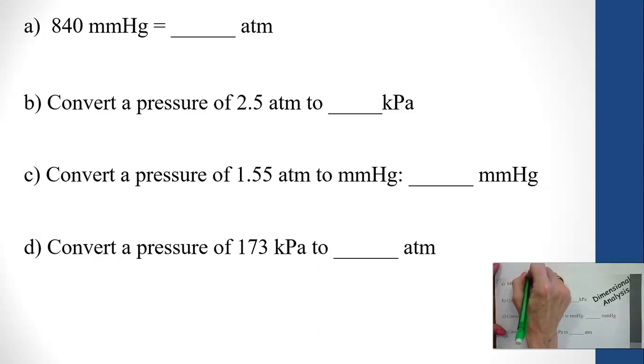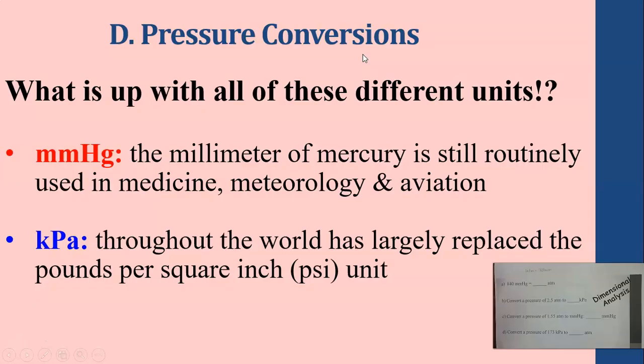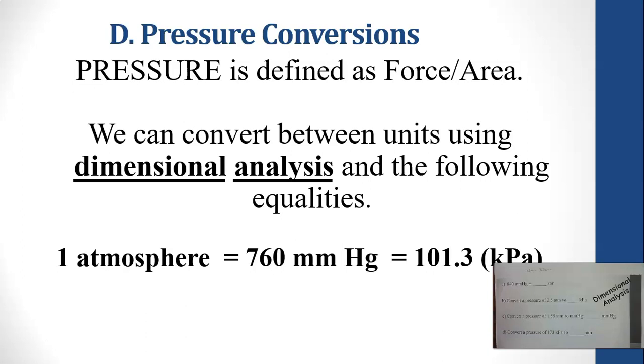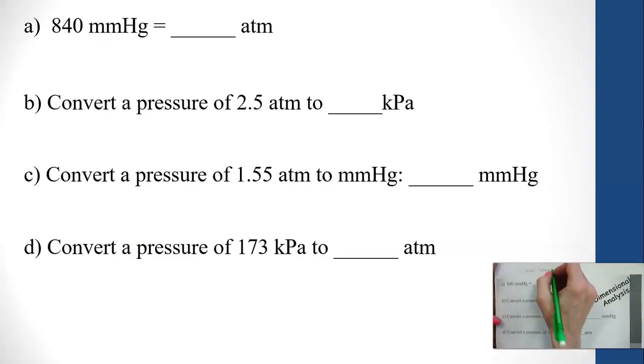So I'm going to put my conversions up here. 1 atmosphere equals 760 millimeters of mercury. And it also equals 101.3 kilopascals. Okay, so we're going to use these conversion factors. So I'm going to use dimensional analysis. I start by writing my given, which is 840 millimeters of mercury.